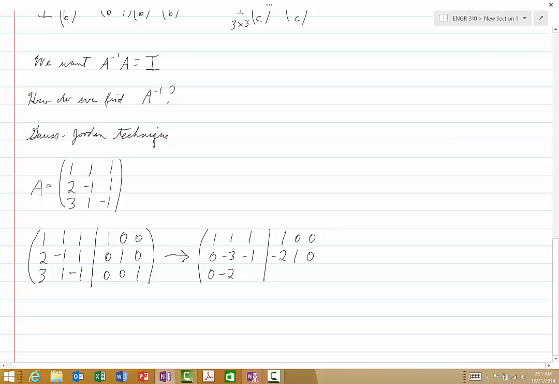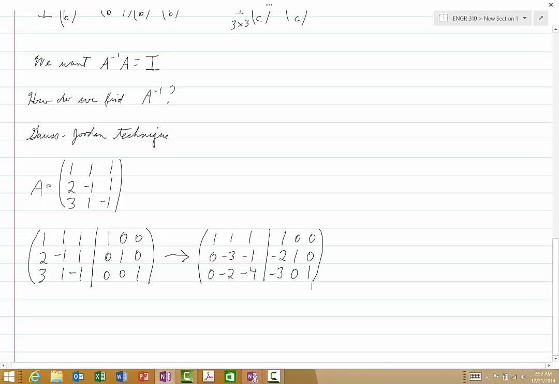Negative 3 times this 1 is negative 3, and negative 1 is negative 4. Negative 3 times 1 is negative 3, and 0 is negative 3. Negative 3 times 0 is 0, and 0 is 0. And negative 3 times 0 is 0, plus 1 is 1. So now we have eliminated 2 of the original 3 non-zero terms below the main diagonal, and we have only 1 left, and that's this negative 2.